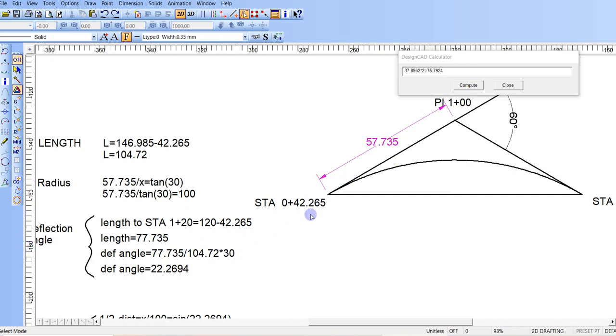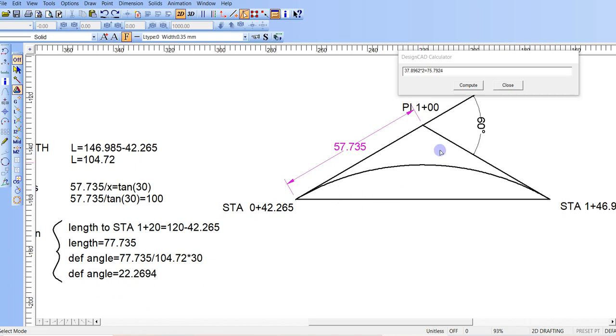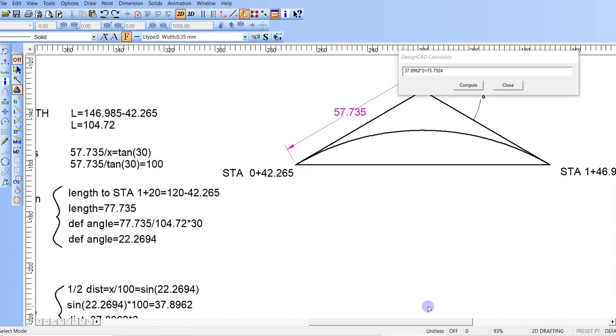Then you divide that by the length of the arc, the total length, and multiply that by 30 degrees, not 60, it's half. If you don't do that, it gives you the angle from the origin of the circle to here, but up here on the deflection angle, it's half. So that's how you get that. The deflection angle is right there, and we can copy that.